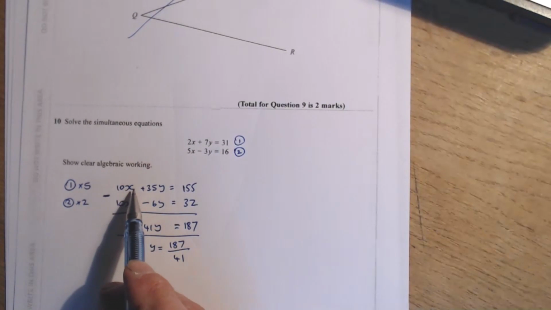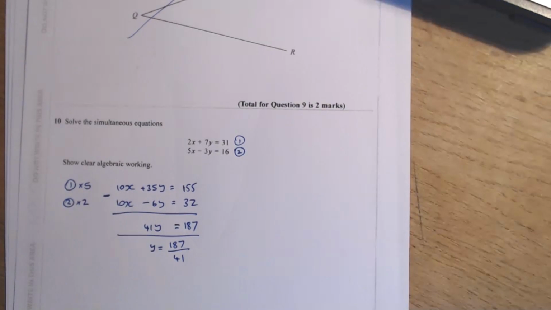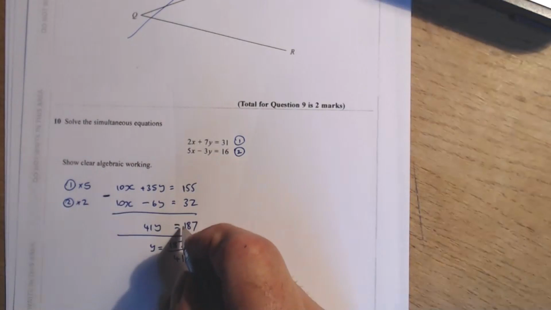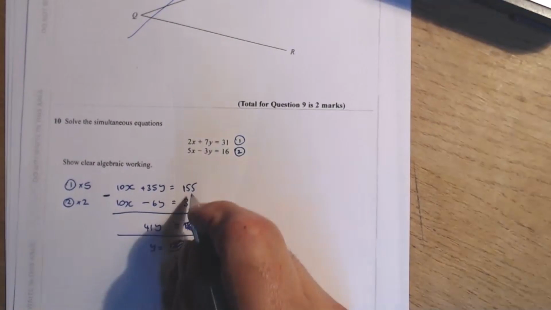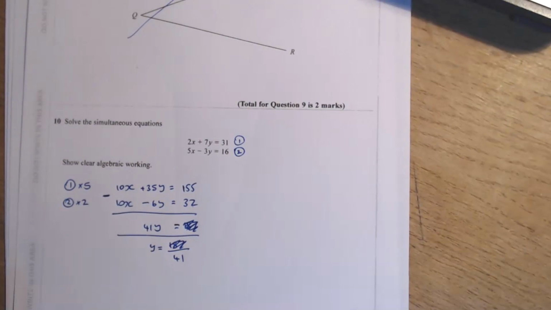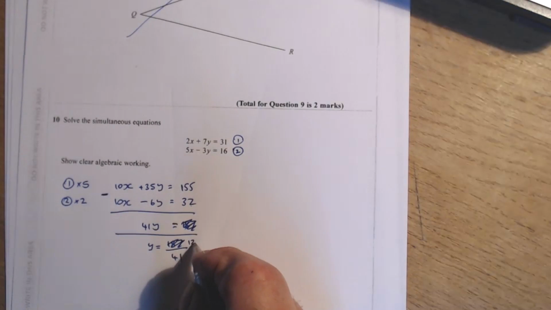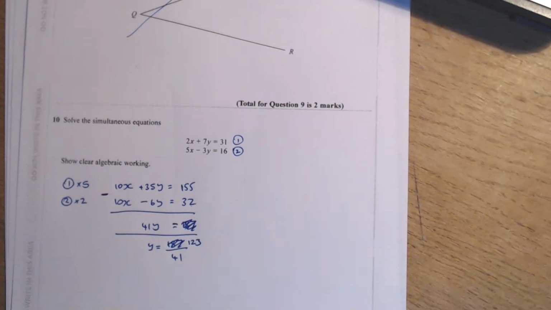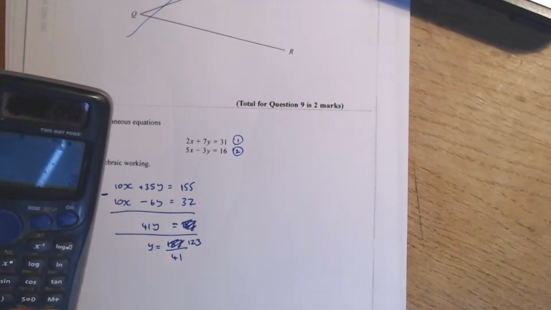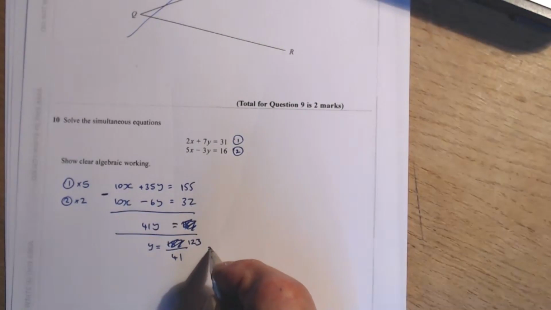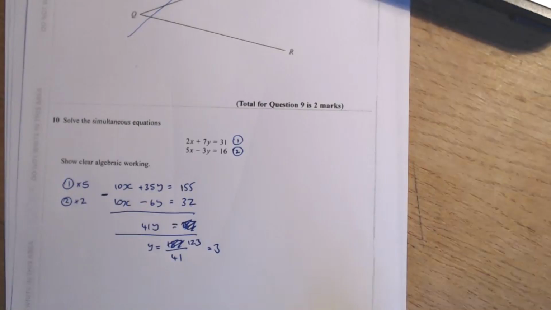Let's times up by 5. 31 times 5. 155. Oh, I'm taking away, sorry. That's silly me. 155 take away 32, not adding like I've done. 155 take away 32 is 123. 123 divided by 41 gives me 3, I think. Yeah, 3. So y equals 3.